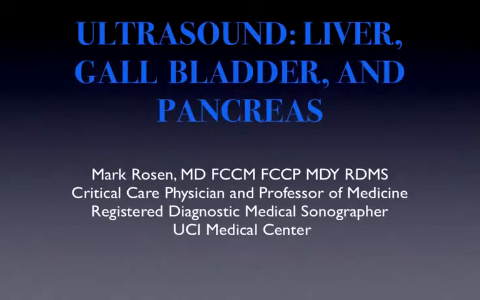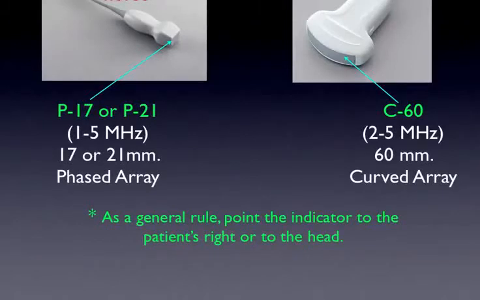Well, let's get into it now. So, as most of you know, there are many different types of probes. To examine the organs that are in question here, we're going to use a probe that's a low frequency where we can look at deep organs. So we're going to use a phased array probe or a curvilinear probe. So the P17 or P21, beginning with P for the word phased, and the C60 in this case, another low frequency probe, beginning with the word C for curvilinear.